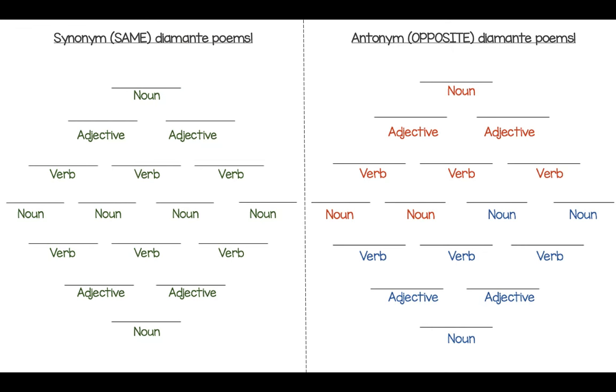Your job this week is going to be to write a poem. You can choose to do a synonym Diamante poem or an antonym Diamante poem. You can choose which one. Remember that a Diamante poem has a special format that reminds us of a diamond, but we know that that shape is actually called a rhombus.